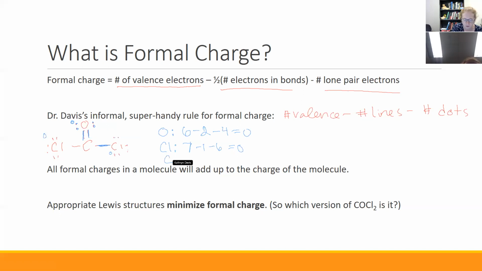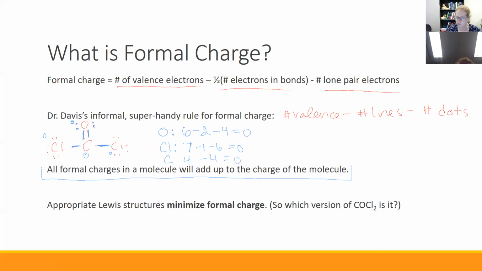And then the carbon touches 4 lines, and it has 4 from the periodic table. So this is a structure where all of them have formal charges of 0. That's good because everything in the molecule has to add up by its formal charge. So if the molecule has a charge of 0, adding all the formal charges had better also go to 0. But let's go back to our other option.